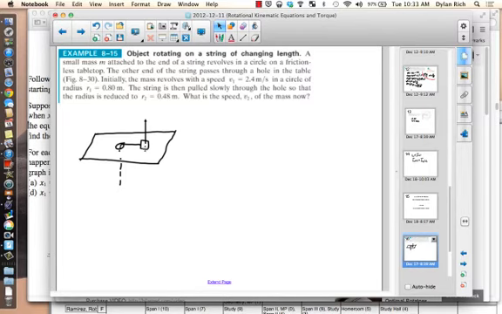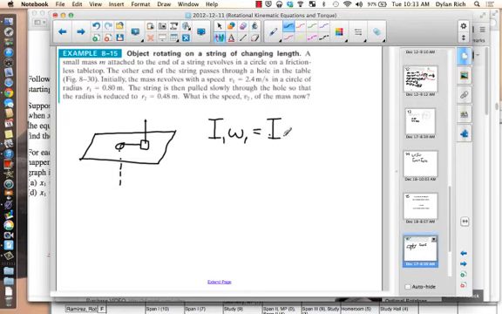Now we can consider this to be a point mass, a point at the end of the string. So we don't have to use any of those equations like for a sphere or something that's rotating. We can just use the basic m r squared to figure out its moment of inertia. So let's do that. I1 omega 1 equals I2 omega 2.